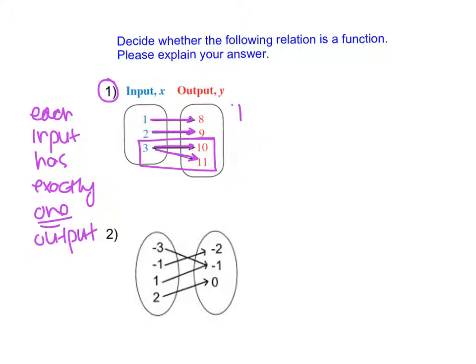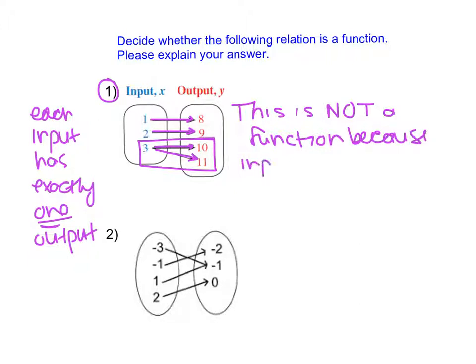What we would say is this is not a function because input 3 has two outputs. And you can even list those two outputs if you want, of 10 and 11.